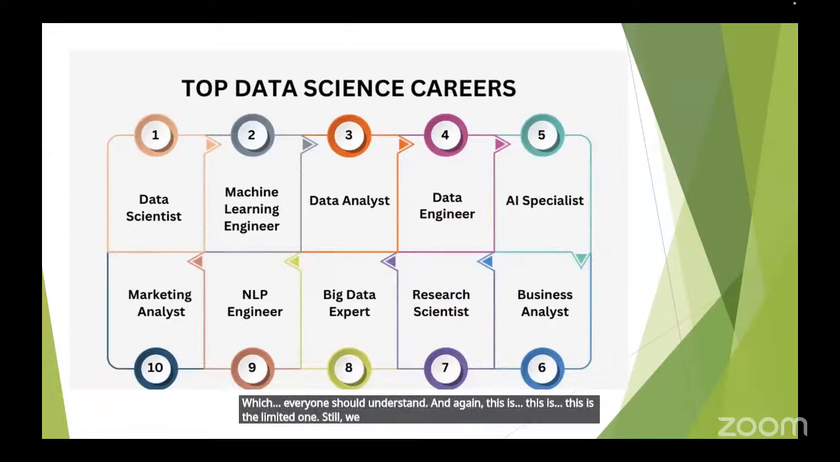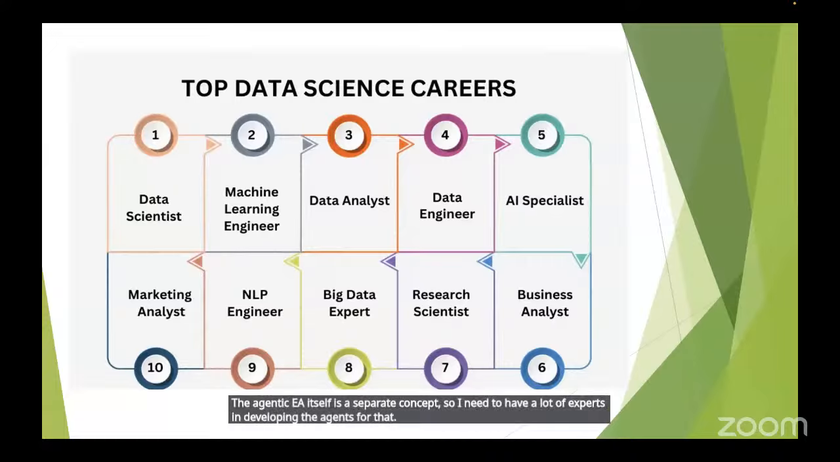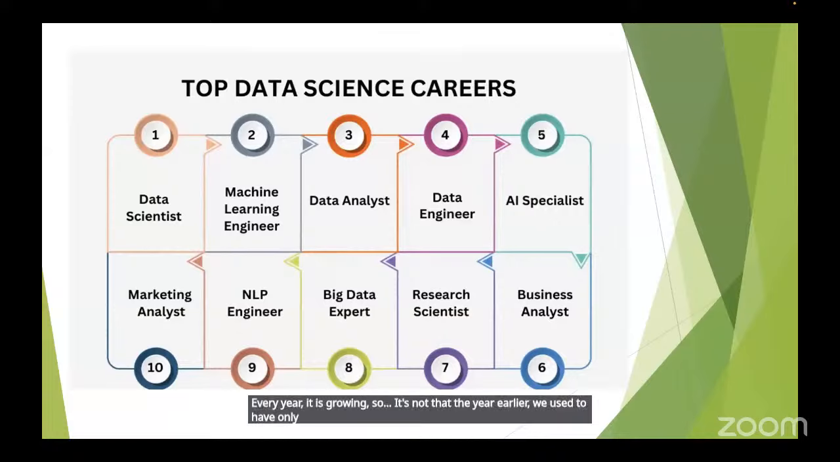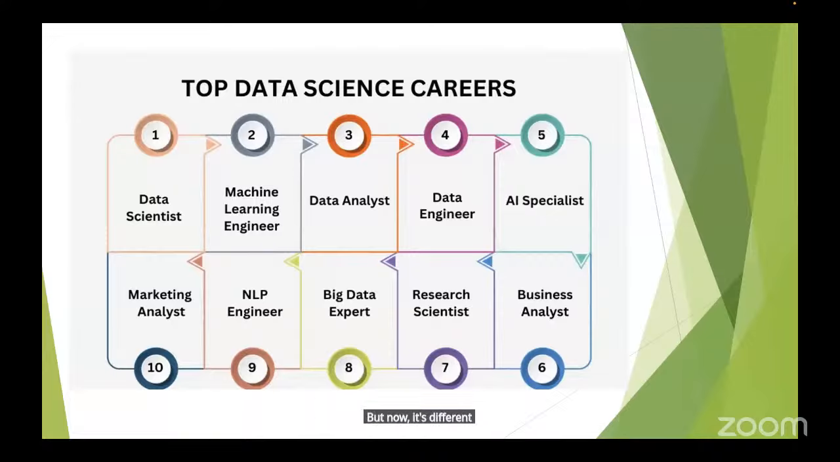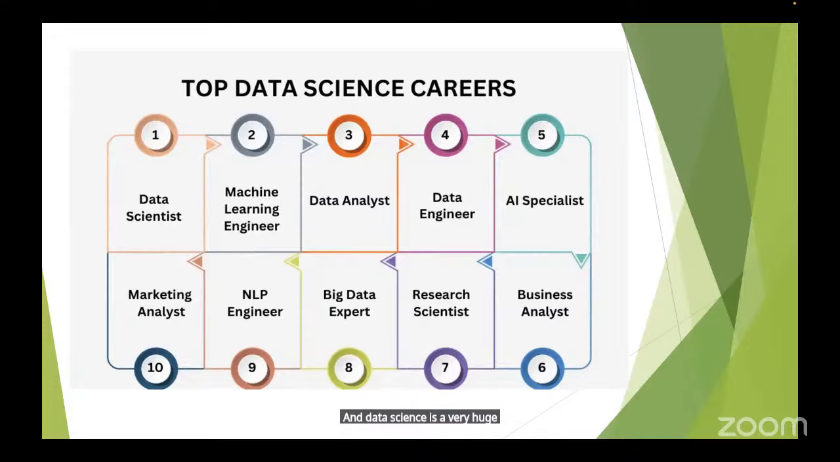Still, we have so many things coming up in the new ones. For example, agentic AI itself is a separate concept. So I need to have a lot of experts in developing the agents for that. Every year it is growing. It's not that earlier we used to have only a specific set of programs. Okay, if you know Java, come and work for me. If you know .NET, C++, you come and work for me. But now it's different. Every day things are changing. Every day there's a lot of evolution in the technologies. And data science is very huge. It's not a single person who does everything.